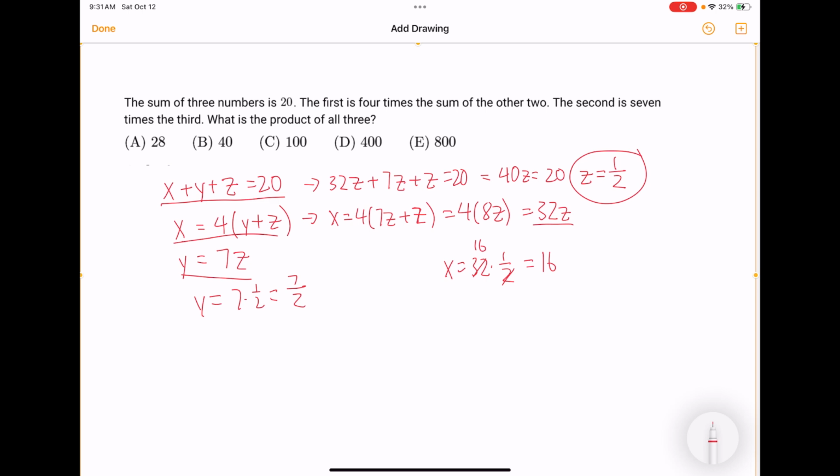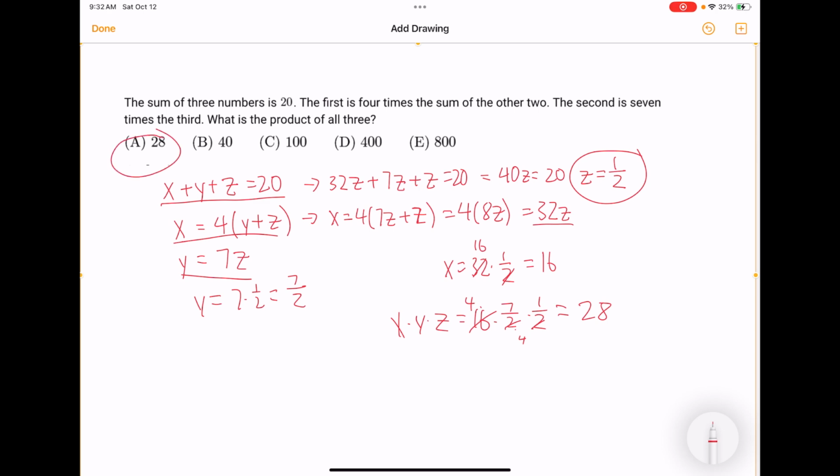And it wants us to find the product of all three. So we just multiply these together. We can multiply x times y times z to get 16 times 7/2 times 1/2. And then this would be 2 times 2, which is 4. And you can divide 16 by 4 to get rid of the denominator. So it would be 4 times 7, which is 28. And so it's as simple as that. The answer would be A, 28.